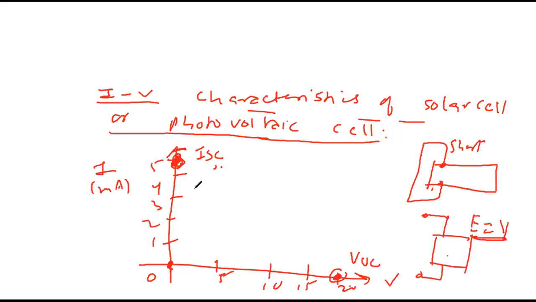Then as the current starts flowing, the voltage starts decreasing across the terminal. When voltage is increasing, current starts flowing through the circuit. Due to resistance, it won't be maximum. Just draw this graph.